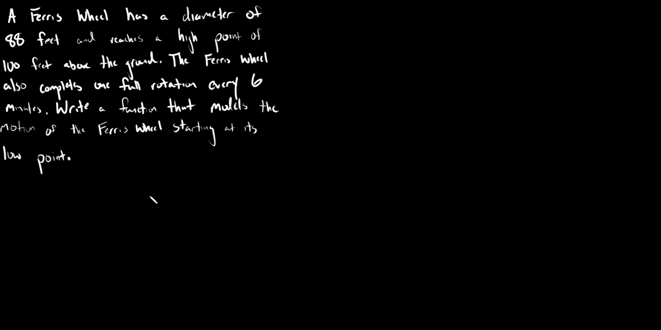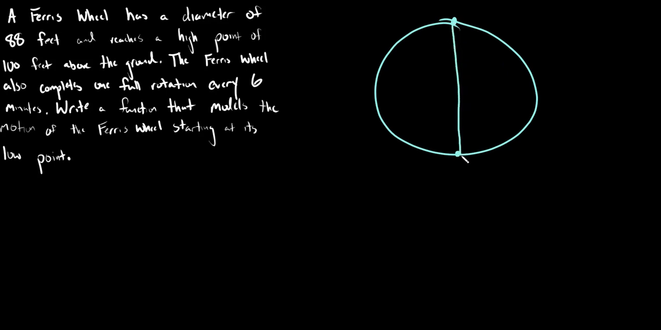All right. Now, that can seem fairly daunting, but let's go ahead and sketch a picture, and do not make fun of how terrible I am at drawing. All right. So I'm going to go ahead and draw a Ferris wheel. There's my Ferris wheel. Okay. Now I know that its diameter, I know that this diameter is 88 feet.